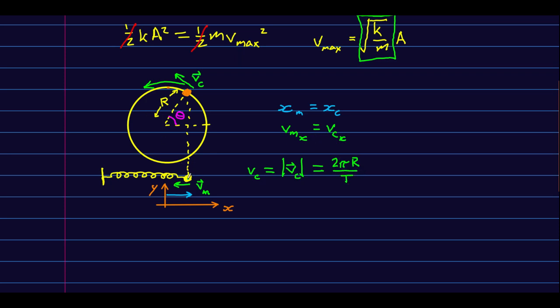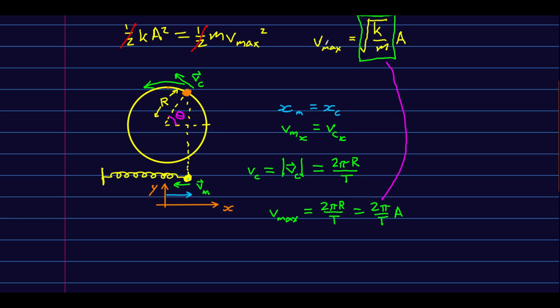And we know that as the mass goes through the x equals 0 position, its speed is Vmax. And so now we know that Vmax is 2 pi r over t, but remember we had to set this up originally so that the radius of the circle is equal to the amplitude of the motion of the oscillator, and so we have 2 pi over t times A.